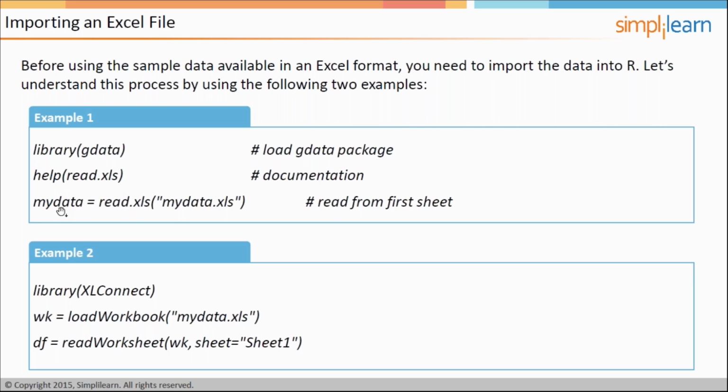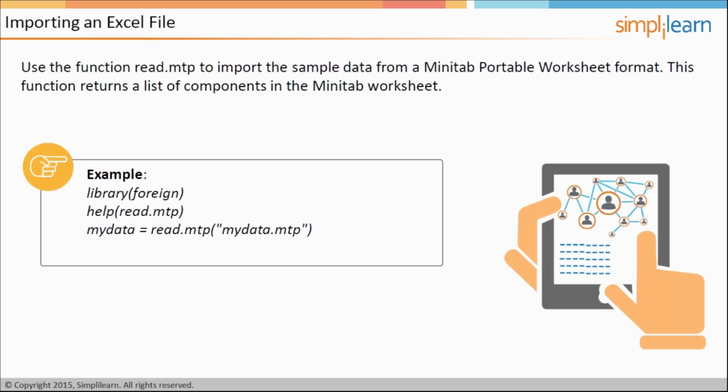And in this case, what we're doing is we're saying my data equals read.xls, and this is reading from the first sheet of our Excel file that we have in a file path. In this example, the second example here, we're loading a different package but affecting the same thing, and load workbook mydata.xls. In essence, what we're doing is we're loading an Excel sheet into R.